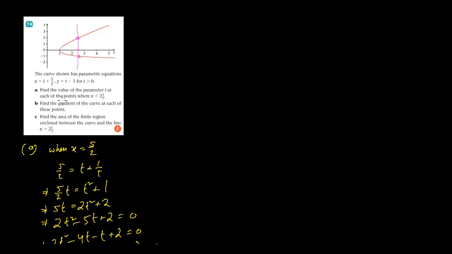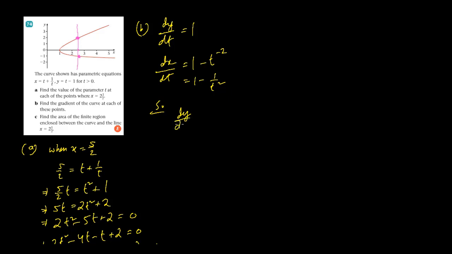Now the next thing we have to do, find the gradient of the curve at each of these points. So at this point we have to find the gradient, at this point we have to find the gradient. For gradient we need the expression, so dy by dt. So dy by dt is going to be, t minus 1 means 1, and dx by dt, derivative of t is 1, and 1 by t means t to the power minus 1, that means minus t to the power minus 2. So dy by dx would be dy by dt divided by 1 minus 1 by t squared.